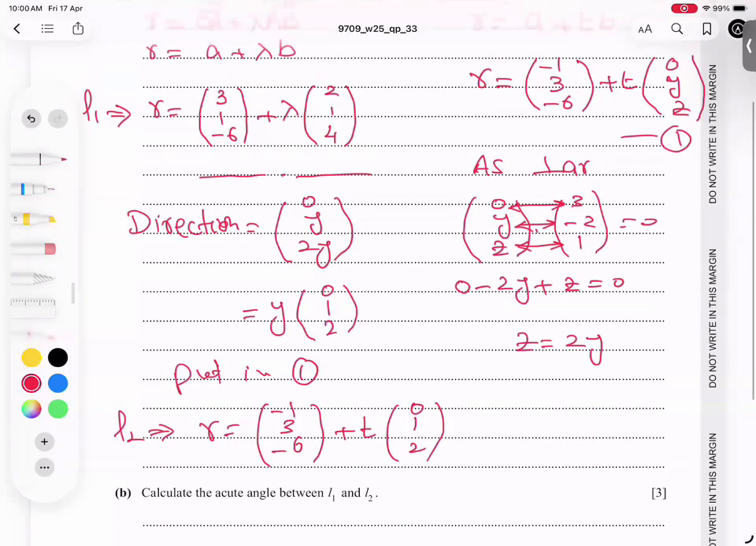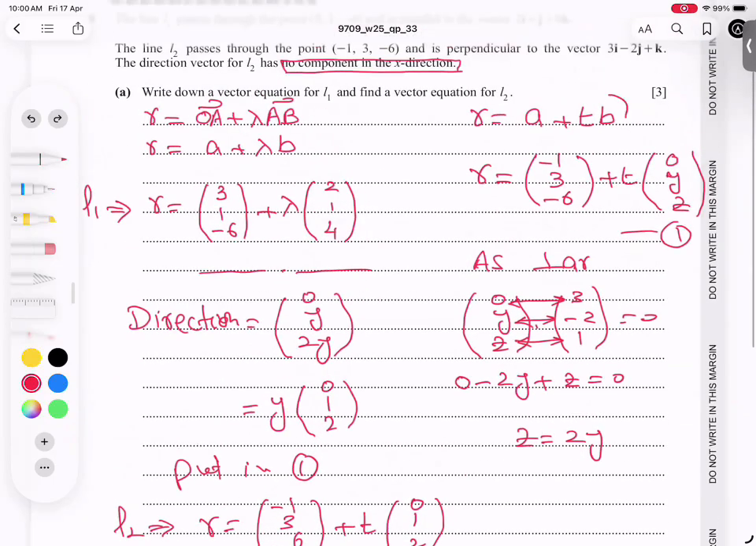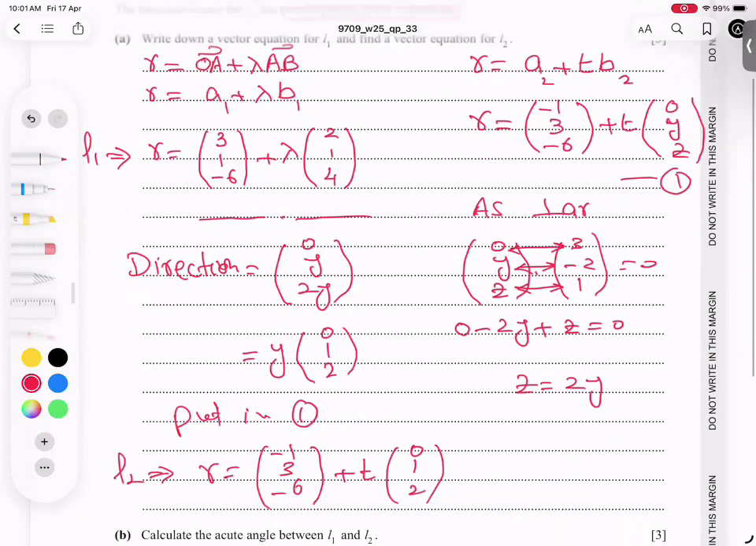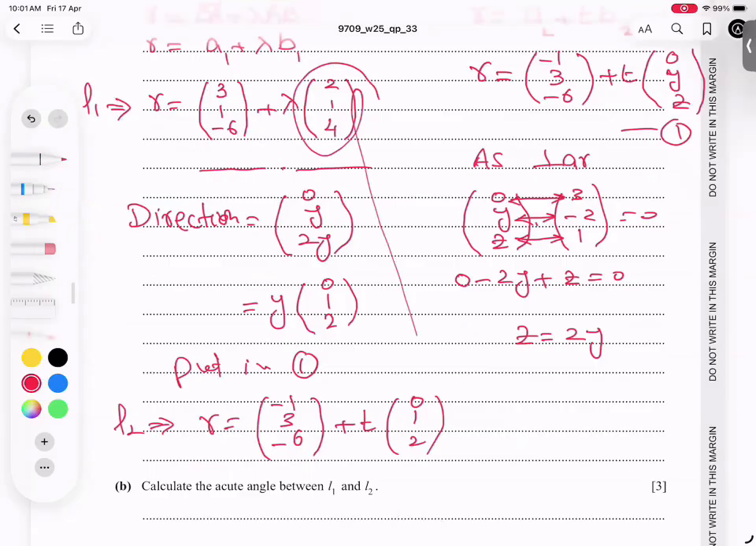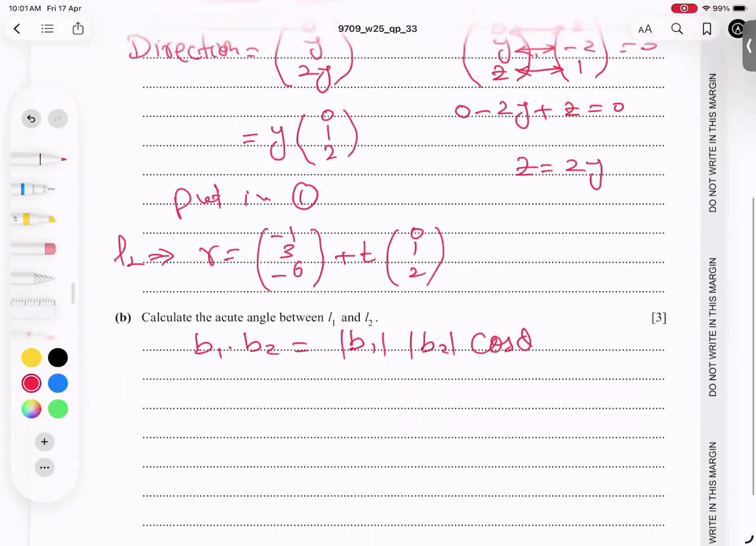First part is done. Now he's asking for the acute angle between line 1 and line 2. Whenever we're looking for the direction angle between lines, we always take the b components, these b components. I call them a1 b1, just a difference from the other one. Or I can call this a1 b1 and here a2 and b2. So basically b1 dot b2 is equal to the magnitude of b1 into the magnitude of b2 into cos of the angle between them.